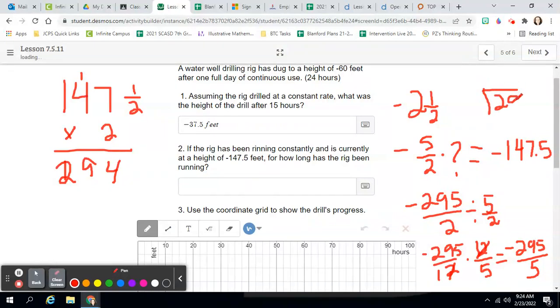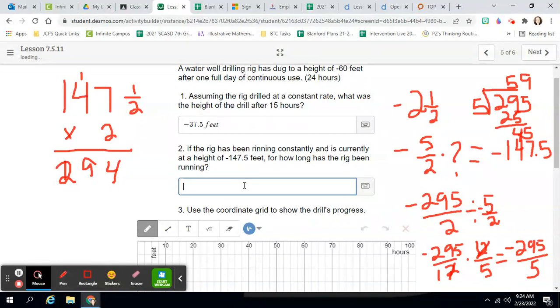295 divided by 5 is going to be, let's see, that goes in 5 times. That's 25. 4 left. Bring it down. I know that that's going to be 59. I also know that I was dividing a negative by a negative, so I get a positive. So I know that this rig had been running for 59 hours. Okay.